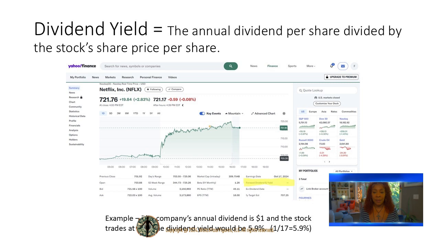And the next one is the dividend yield, and it's the annual dividend per share divided by the stock's share price per share. I give you the formula and everything so you can look at that, but that's not anything I really look at when I'm buying and selling stocks.